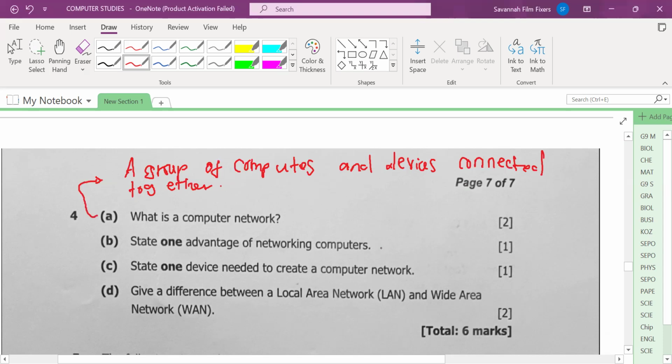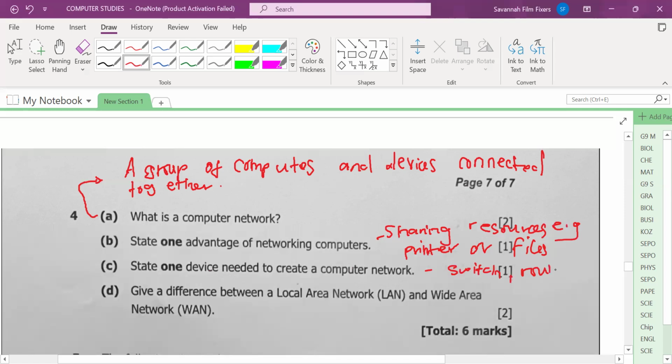State one advantage of computer networks. You can share resources. For example, we spoke about things like printers, and you can even share files when everything is connected. State one device needed to create a computer network. Here you need a switch, you need access to the internet so you need a router, and you need network cables.